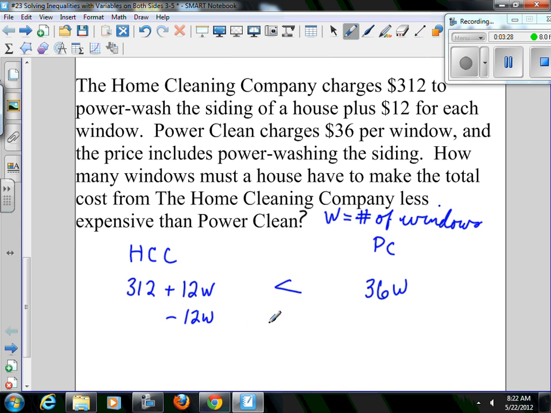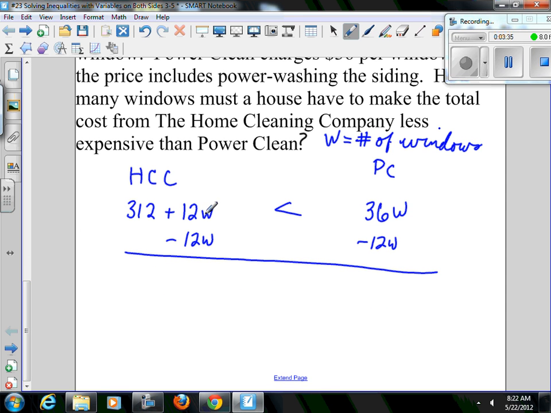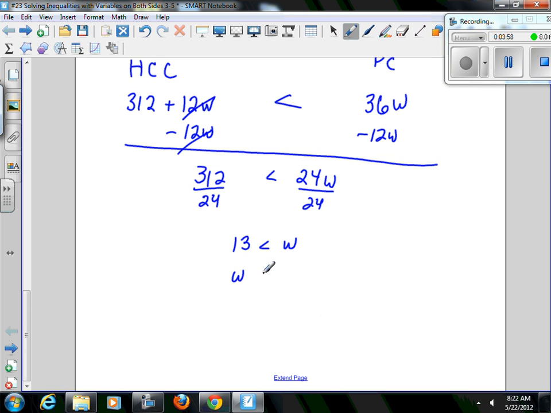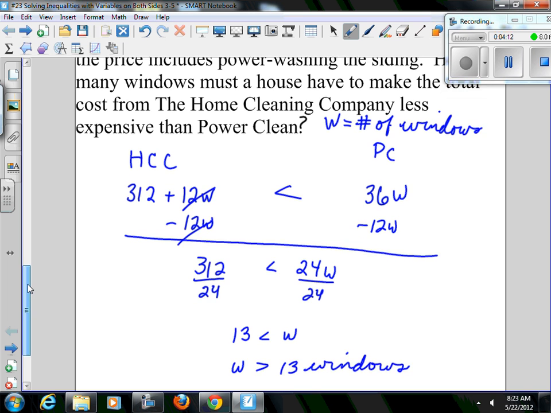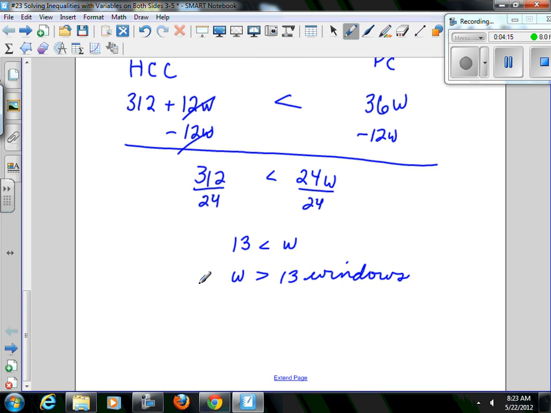Now we can solve. So let's go ahead and do that. I'm actually going to subtract 12W from each side here, since I only have a W on the right-hand side. So they cancel on the left, and I have 312 is less than 24W. Divide everything by 24. And we have that W is less, or I'm sorry, 13 is less than W. As I said before, get all the variables on the left side, so let's switch them around. W and 13 change places, and the direction of the arrow changes. So the home cleaning company is less expensive if you have more than 13 windows.